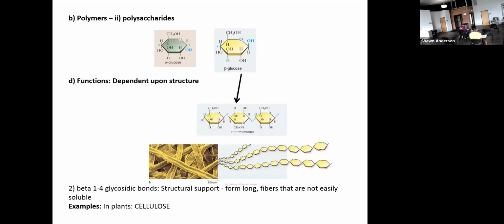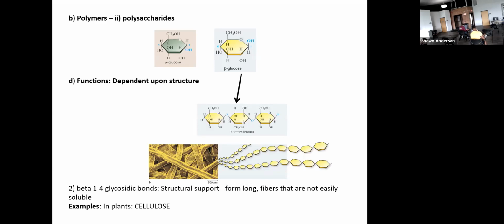Beta 1,4 glycosidic bonds simply form these long strands, long chains. They provide structural support, so these are found in plants. They give plants structural support. They form long fibers, not easily soluble.